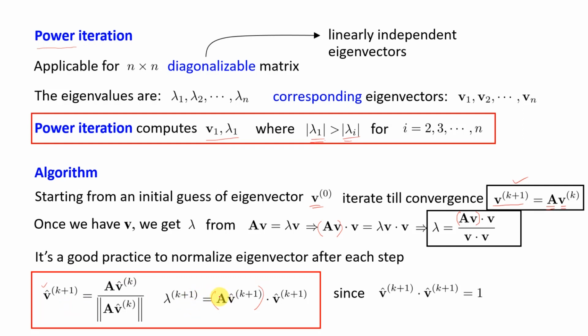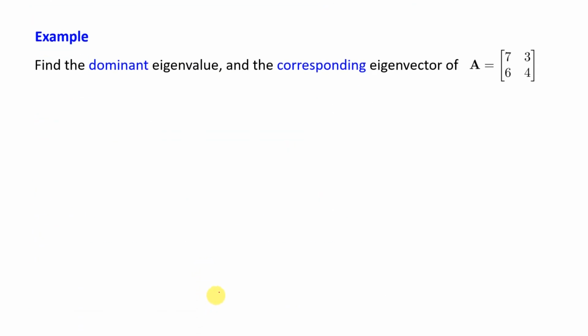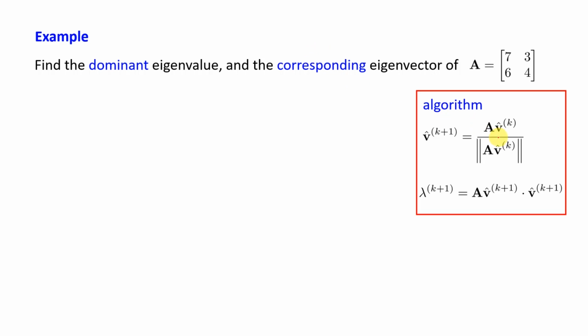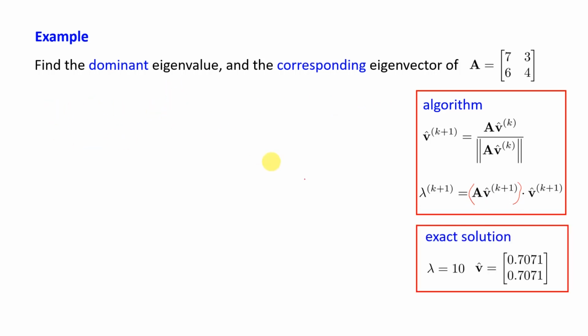Okay, so let us see an example of how it works. Consider this matrix A once again, [7 3; 6 4]. We are already familiar with this matrix; we did an analytical solution over it. Now we will find the dominant eigenvalue and the corresponding eigenvector using the power method. We understand the algorithm as A v_k divided by the norm of A v_k, and lambda is given by this. Before we start, we remember the exact solution: the eigenvalue is lambda equals 10, and the normalized eigenvector is 0.7071, 0.7071.